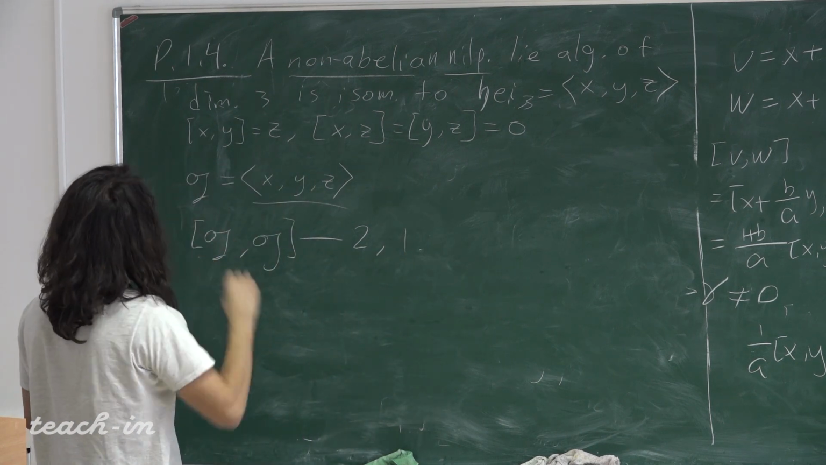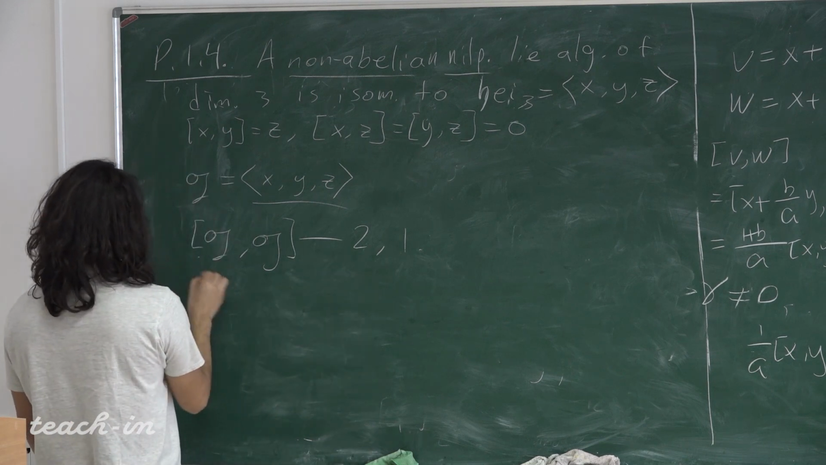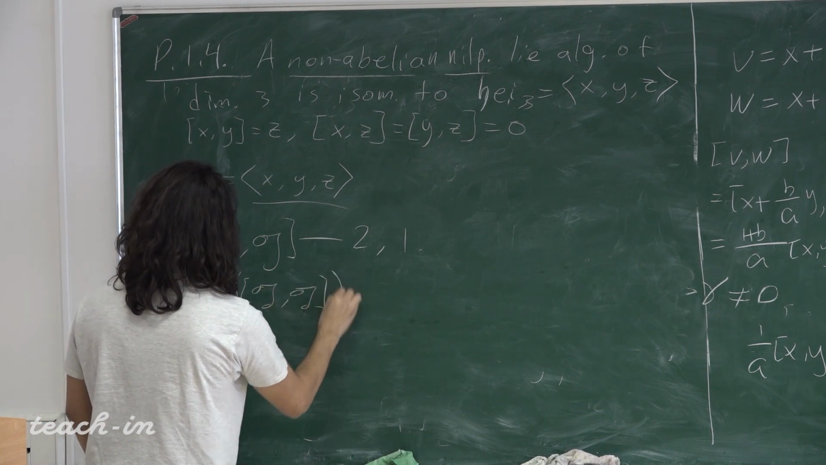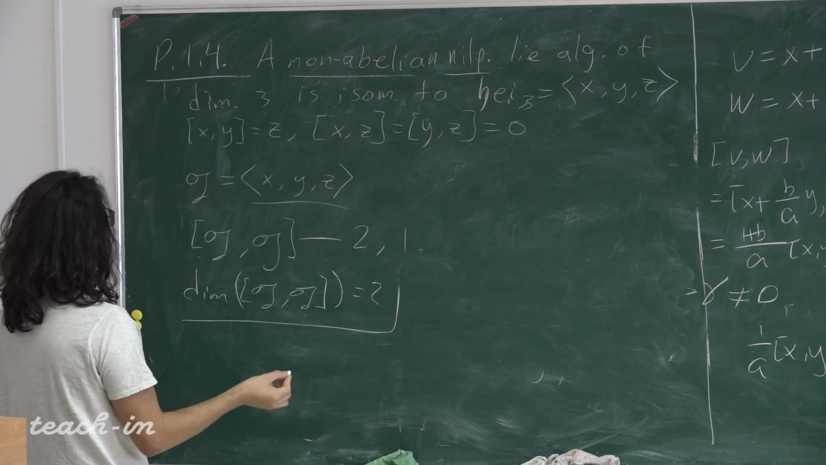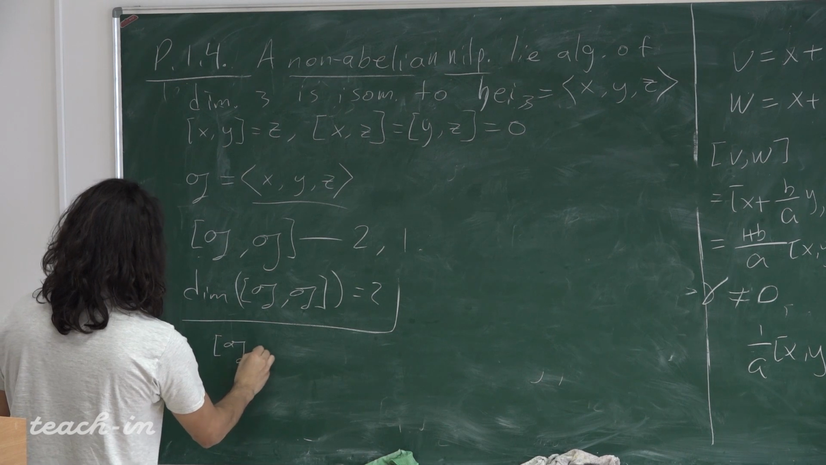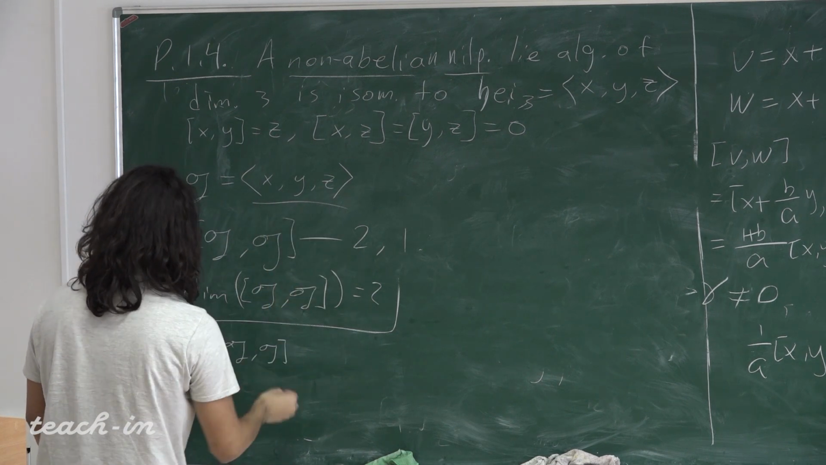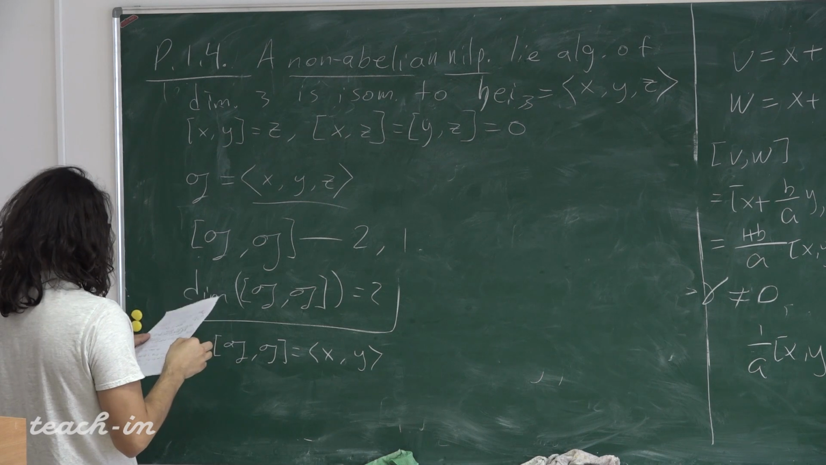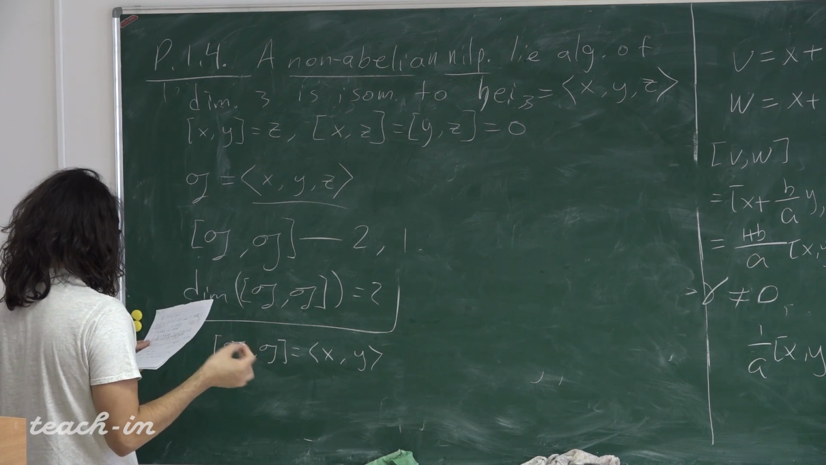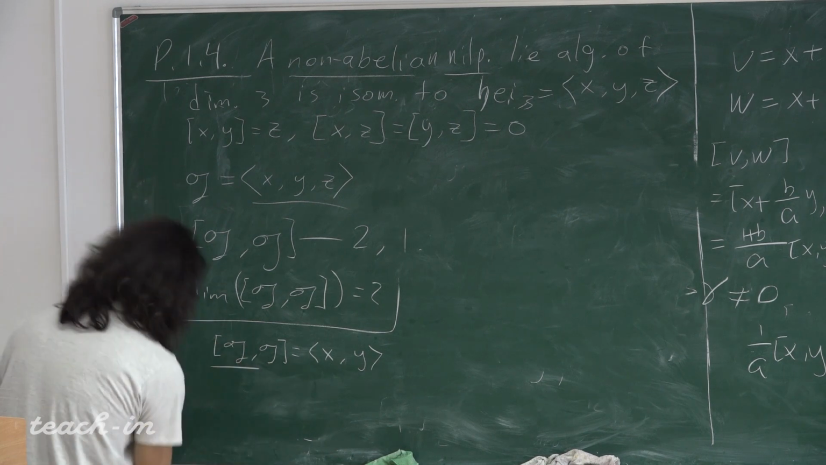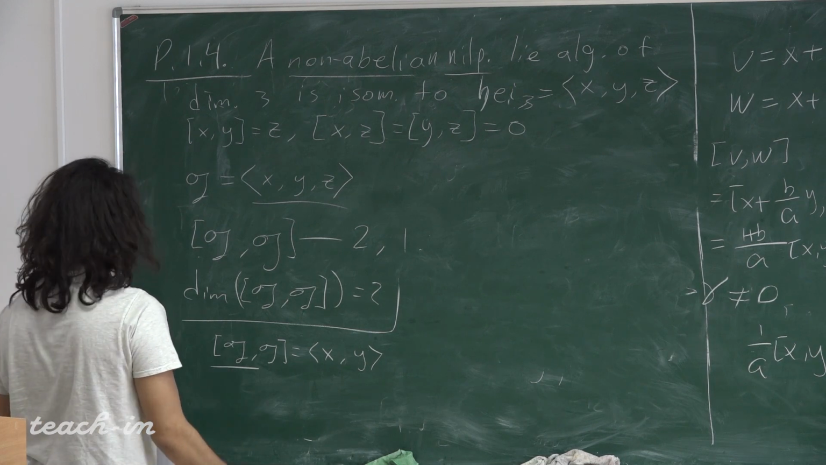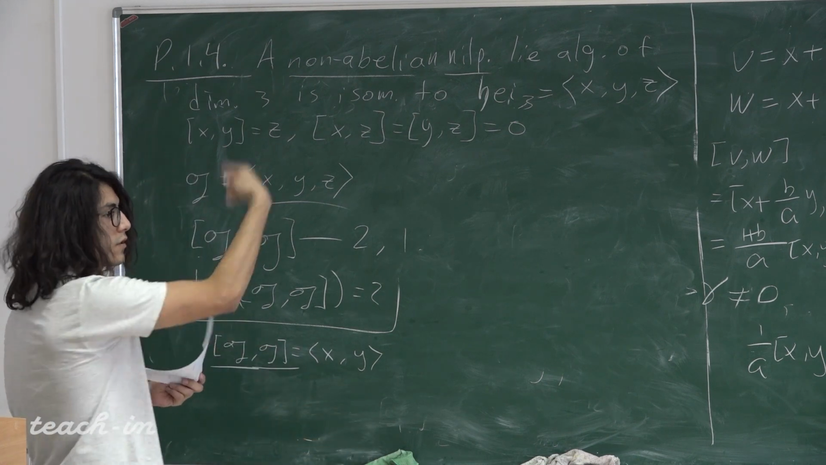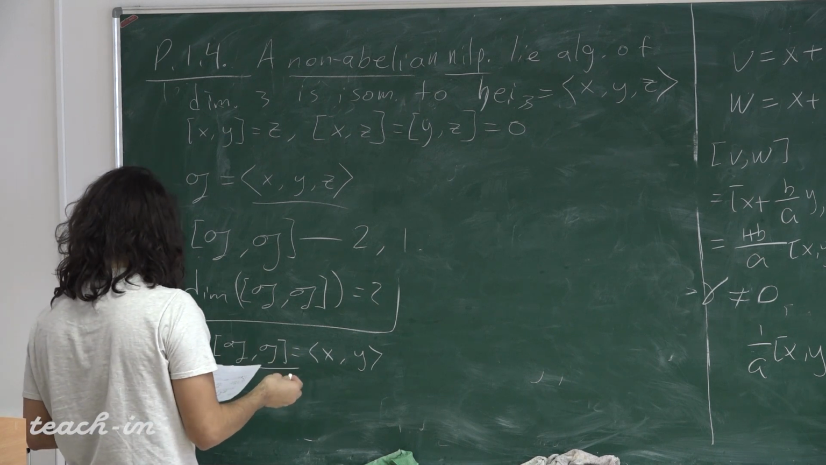So if it's 2, the dimension of this is equal to 2. This is the first case. Then we can choose 2 of these ones and say that it's generated by these ones. So this is again nilpotent, because it's an ideal inside a nilpotent algebra, right? This is nilpotent, and it's of dimension 2. But we just proved in the previous problem that it's abelian. Yes, very good.